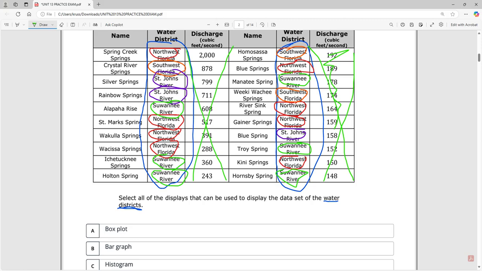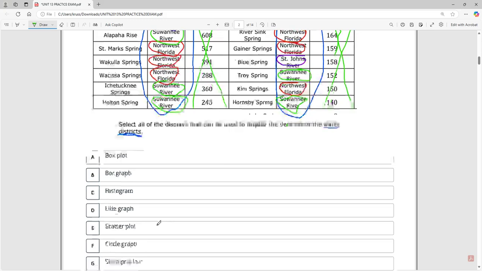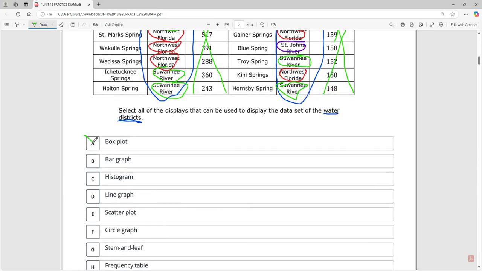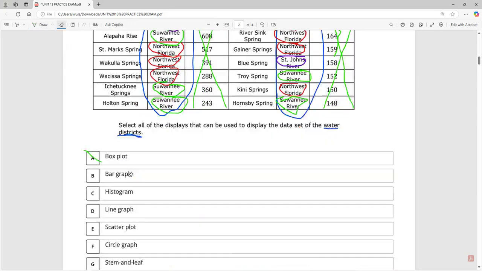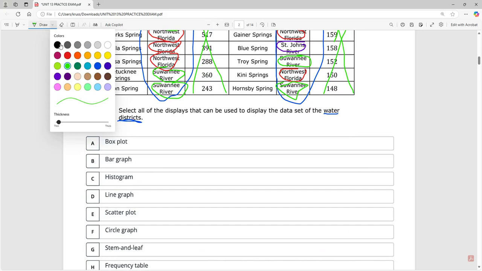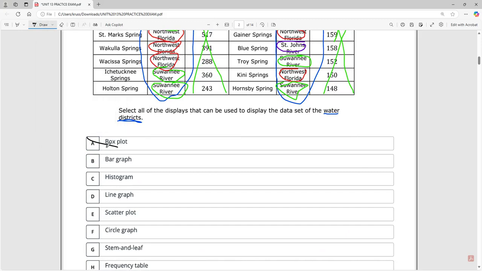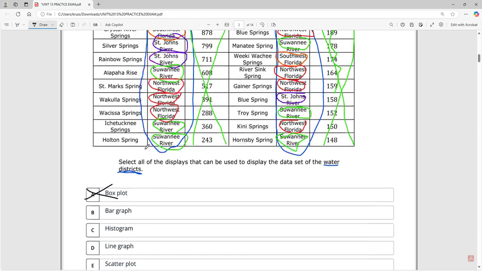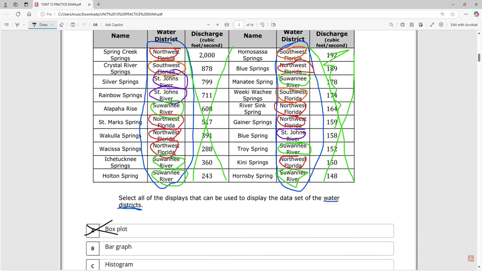Would a box plot work for this? No, a box plot won't work for this. Let me change to a different color. A box plot does not work because it doesn't have any numerical data to deal with. Box plots are usually only for numerical data.